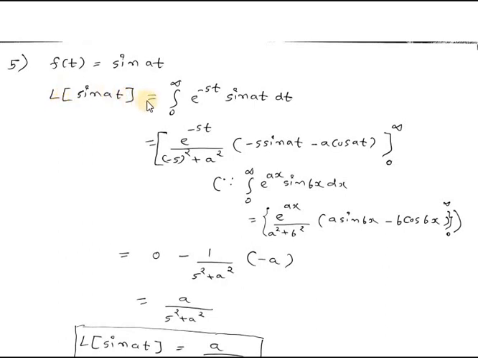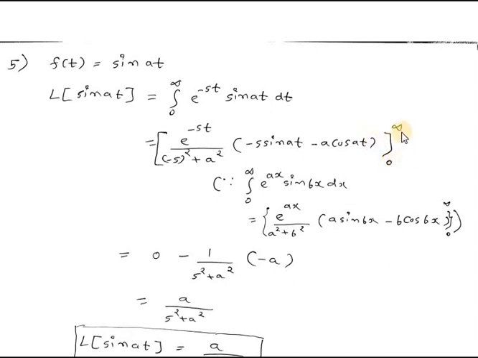So Laplace transform of sin at is given by integration 0 to infinite e raised to minus st sin at dt. Now here we will use this formula: integration e raised to ax sin bx dx is equal to e raised to ax divided by a square plus b square into (a sin bx minus b cos bx). So if we compare this with this, then a is minus s and b is a. So just replace a by minus s and b by a. So here we will get e raised to minus st divided by (minus s) whole square plus a square into (minus s sin at minus a cos at), and the limit will be 0 to infinite.